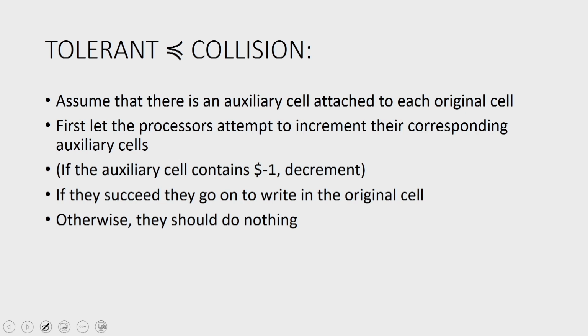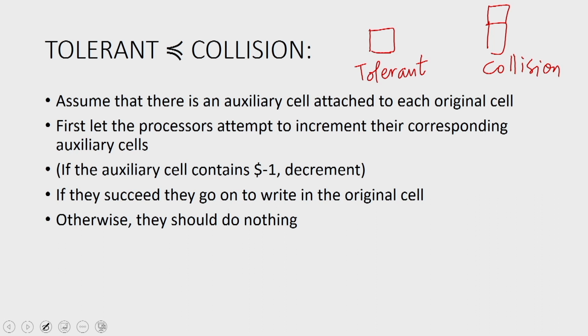To simulate this on collision, we assume we have twice the memory. That is, the collision model is assumed to have twice the memory that the tolerant model has. Every cell of the tolerant model is assumed to have an auxiliary cell in the collision model, thereby doubling the memory requirement.